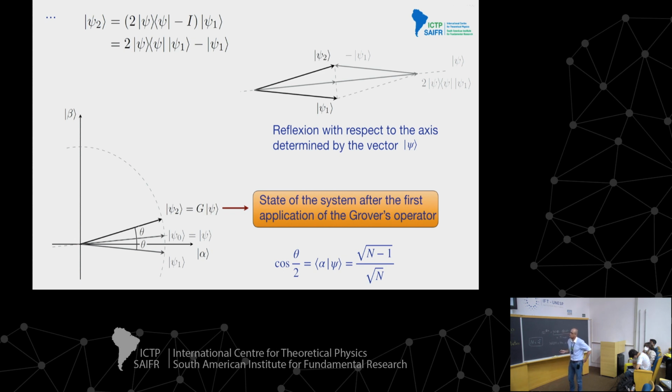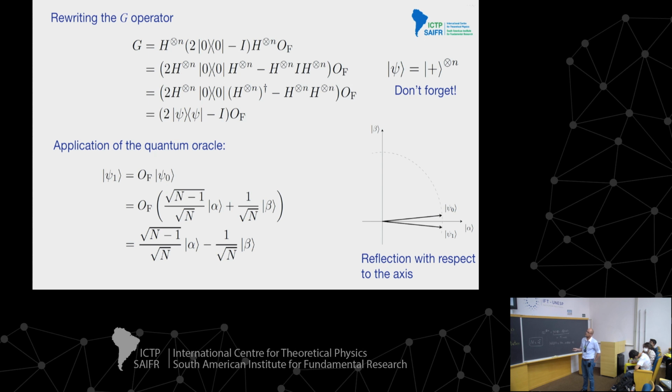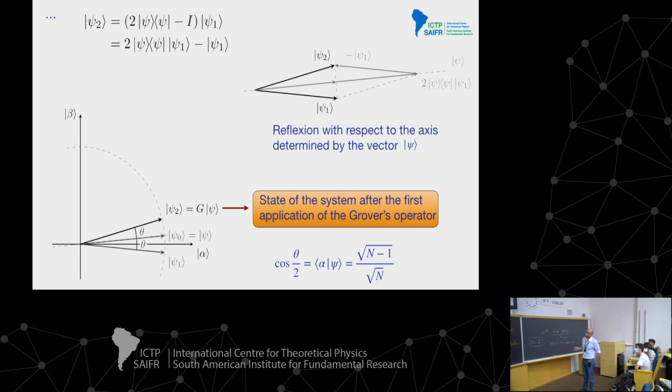So you can convince yourself, just by projecting the state psi along the direction of alpha, that cosine of theta over 2 is exactly the projection, the inner product between alpha and psi. And if you return here, the projection between alpha and psi is this number. So what we are doing here is establishing a connection between theta, the angle, that will be very important for the next steps, and the number of states in the database, right? So it's possible to invert this operation and establish a connection between theta and n. Is that right?